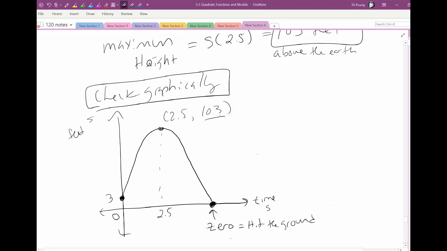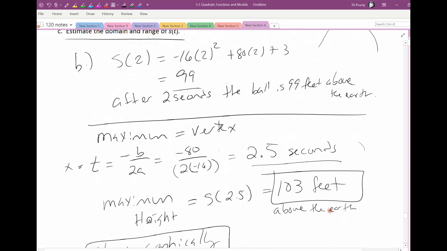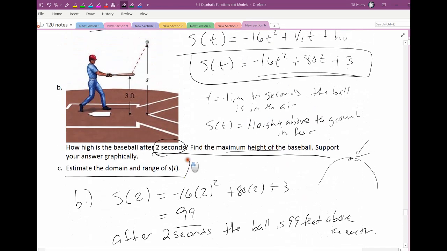When it hits the earth, it's at a height of 0, right? Hits the ground, S is 0, my height is 0, 0 feet above the ground when it hits the ground. I actually need to find that to get to my next answer. The next question, if you remember, is estimate the domain and range, and it's estimate the domain and range in context. That's why it's estimate.